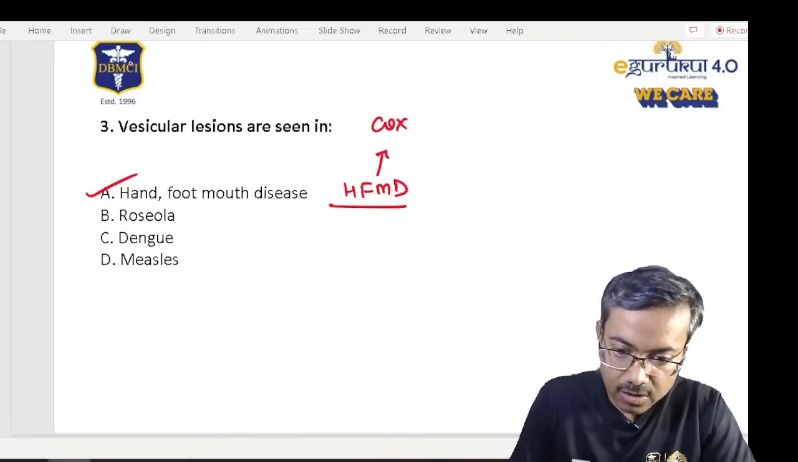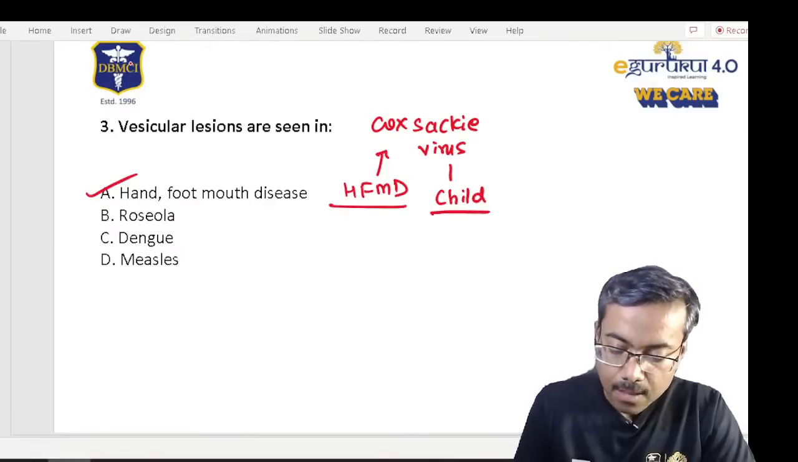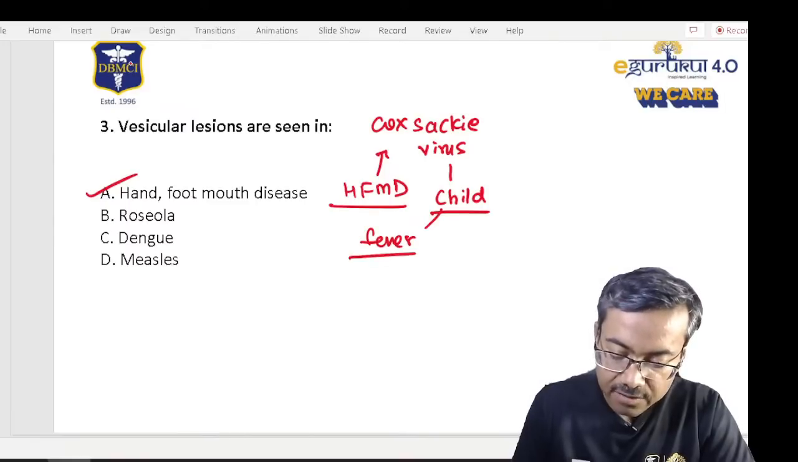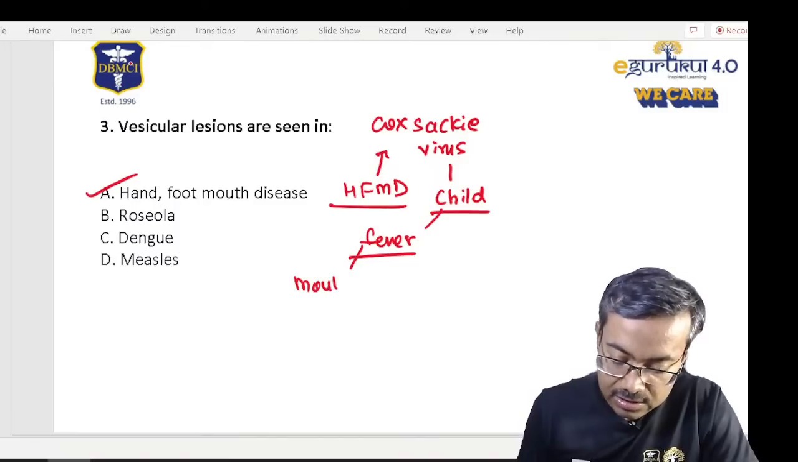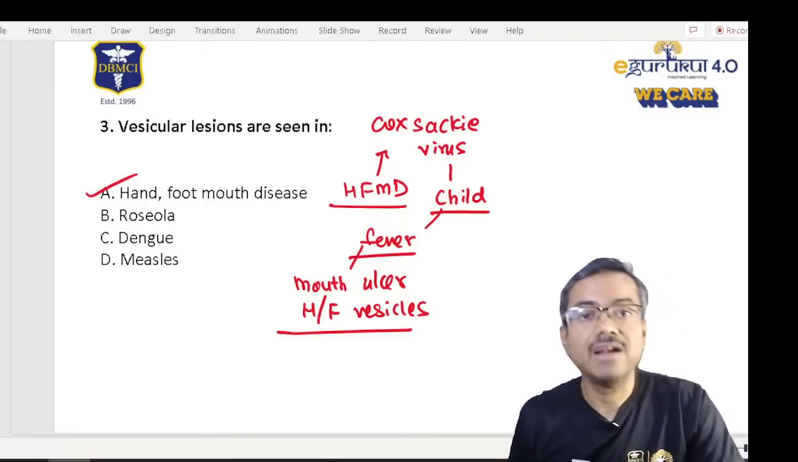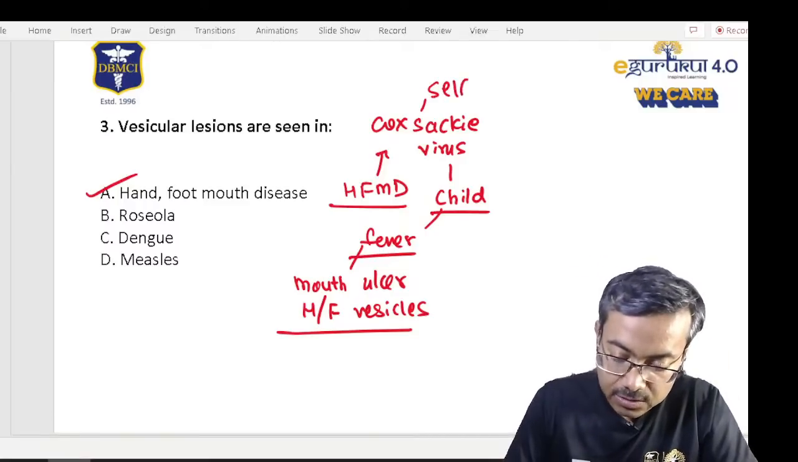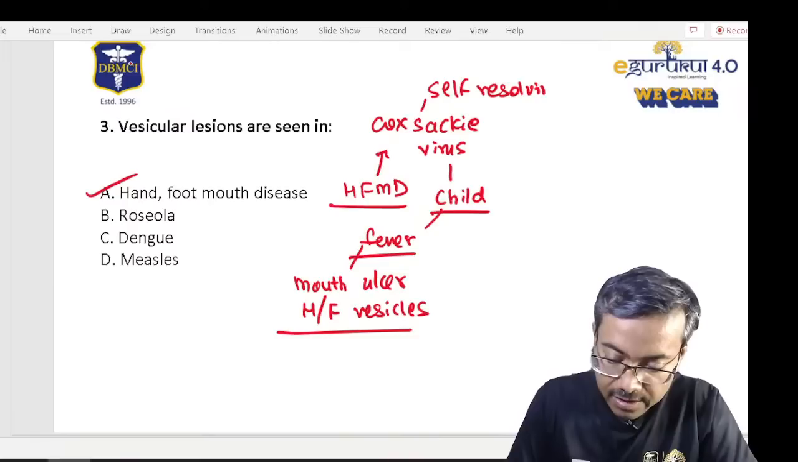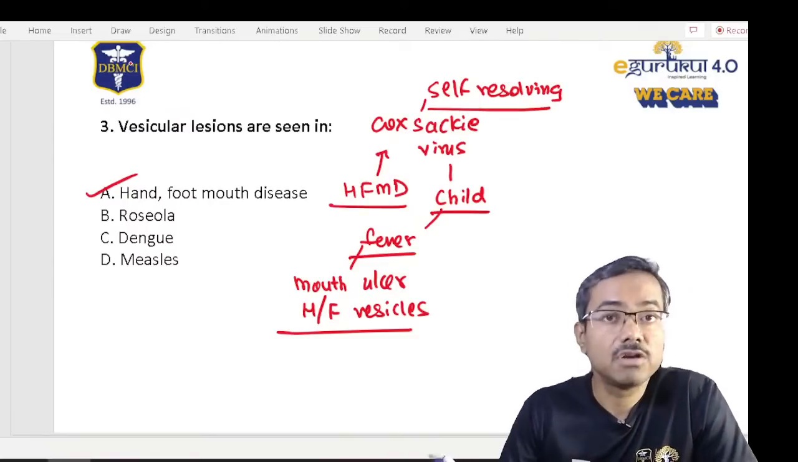HFMD is typically caused by Coxsackie virus, and we think of it as a childhood disease. Almost all these children will start getting fever. Okay, and this fever will usually come with mouth ulcers, hand and foot vesicles, so they can't eat. Typically, it's a self-resolving rash. It goes away on its own. It comes in epidemics, but it goes away on its own. Okay. Hand, foot, mouth disease.